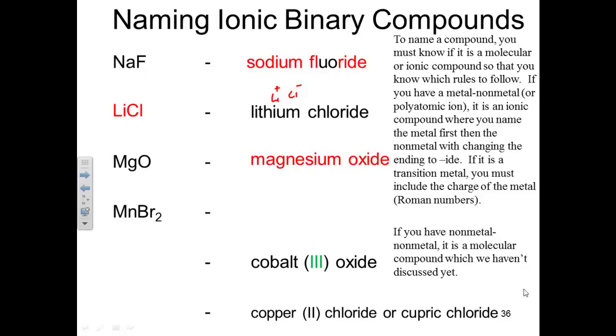Next one, we've got MnBr2. Mn is a transition metal, manganese. So if I'm going to write the name, I need to write the oxidation number of that manganese. So I need to calculate that. We know bromide is always -1. There are 2 of them, so that's a total of 2-. That means this manganese must have a 2+ charge on it, and I'm going to have to put that in Roman numerals. So this would be manganese(II) bromide.